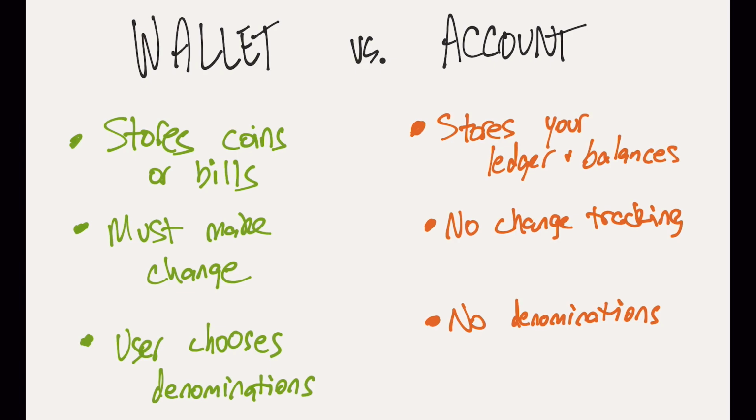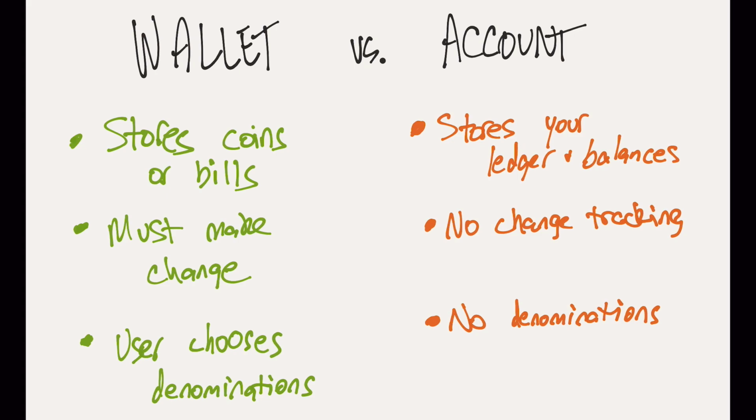All right, so let's just go down the list here. So wallet versus account. Let's take a wallet first. So we talked about this already. It stores coins and bills. You've got to make change. You can't just magically snap your fingers and make smaller coins or bills, or bigger coins and bills for that matter. You've got to exchange it somehow.